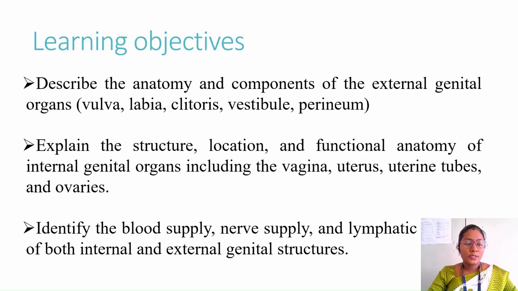So the class learning objectives: the first one is to describe the anatomy and components of the external genital organs. So that is vulva, labia majora and labia minora, clitoris, vestibule and perineum. The next objective is to explain the structure, location and functional anatomy of the internal genital organs including the vagina, uterus, uterine tube and ovaries. The third one is to identify the blood supply, nerve supply and lymphatic drainage of both internal and external genital structures.